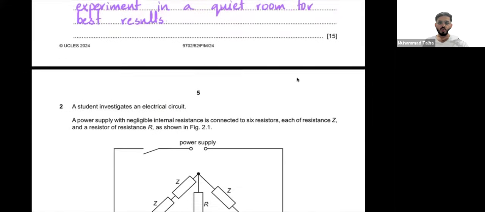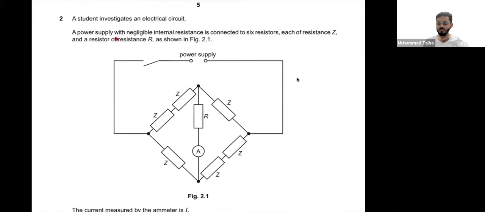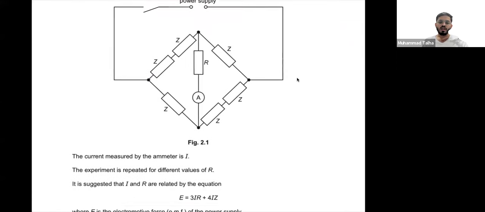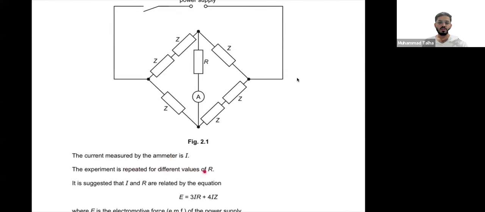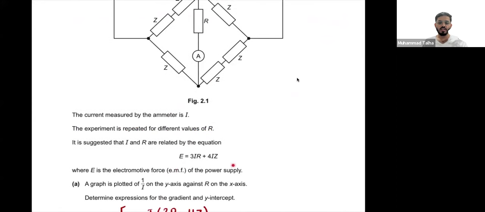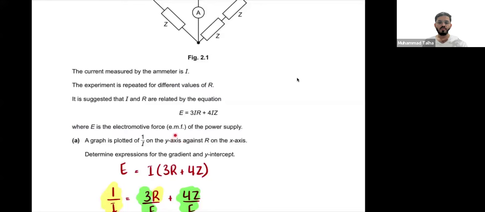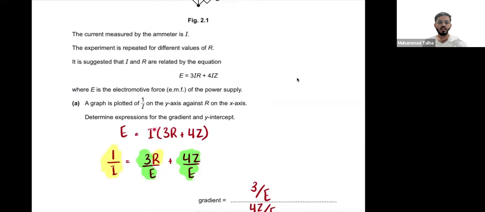Question number 2, a student investigates an electrical circuit. Power supply with negligible internal resistance is connected to 6 resistors, each of resistance Z, and a resistor of resistance R as shown. Current is measured by ammeter I. Experiment is repeated for different values of this resistor R. It is suggested I and R are related by this equation. E is the EMF of the power supply. Part A, a graph is plotted of 1 over I on the y against R on the x. Determine expressions for the gradient and the y-intercept.